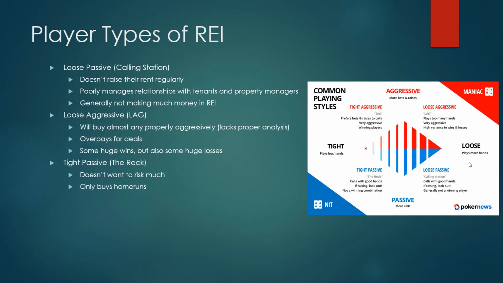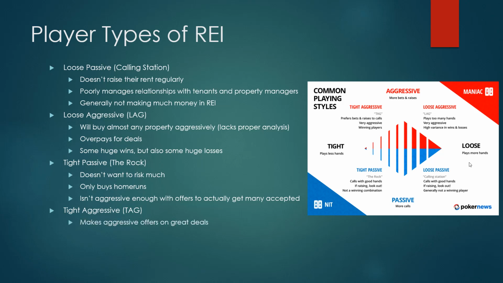They're only going to buy home runs, but the problem is they're not aggressive enough to actually take the home runs down because they're scared of losing. So they make offers on home runs only, but then they don't get accepted because someone else is beating them to it. And finally, the tight aggressive. We're not going to cover the maniac and the nit here.